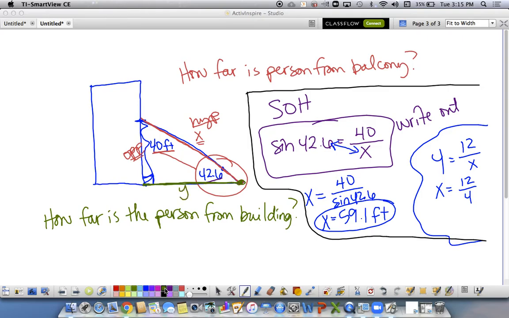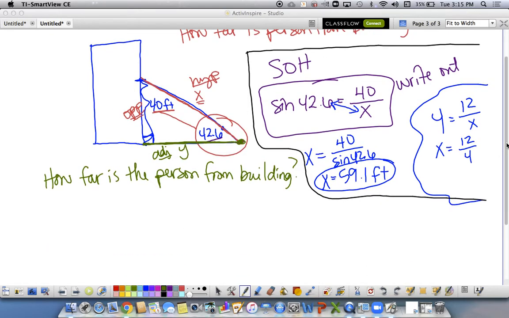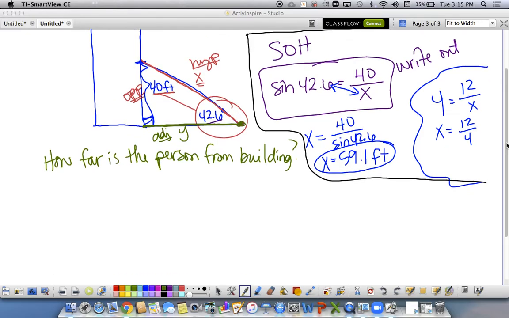I'm going to put a y there. So now, if I'm solving for y, how is y related to the angle we're given, 42.6? Is it the... you're right, it's the adjacent. So I already have the hypotenuse. If we weren't asked in this case, we could use the Pythagorean theorem, but we're going to pretend we don't have that. Okay? Can you use a trig function to find y? How far is the person from the building?